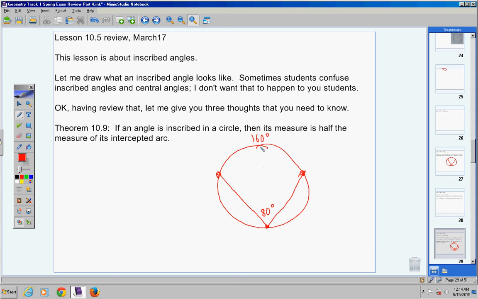Now you could also do that backwards. I could tell you this arc here, from here to here, is 150 degrees. And what is this angle right here? Well, you would take that 150 and cut it in half and get 75 degrees, okay? So, this arc here will always be twice as big as this angle, or this angle here will always be half as big as the arc. That's when you're dealing with not a central angle, but an inscribed angle.